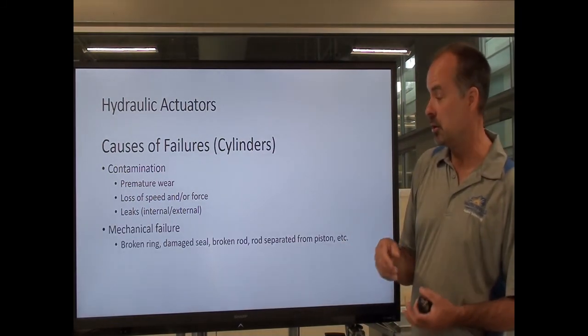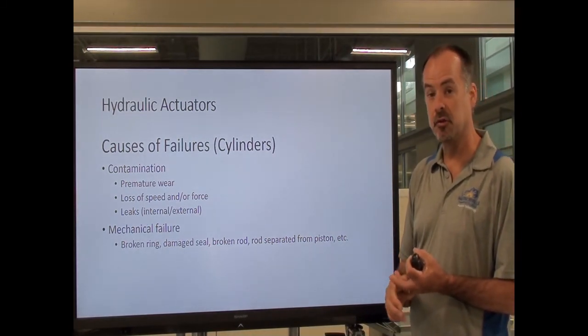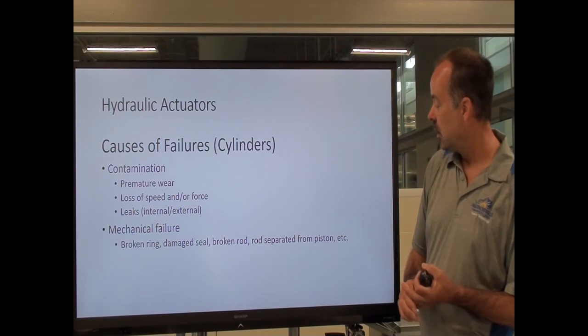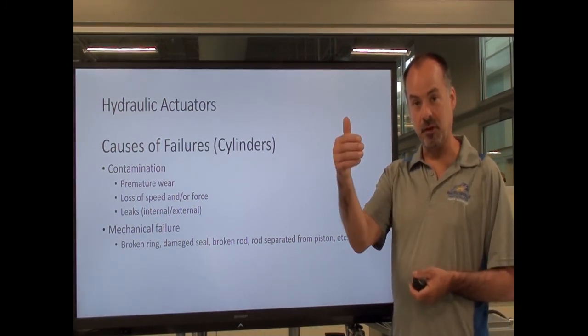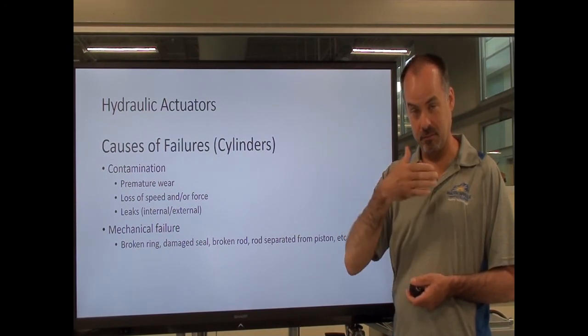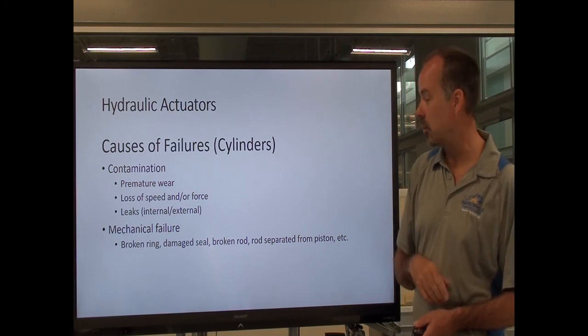Mechanical failures: you could have broken rings, damaged seals, or the rod can break or separate from the piston sometimes. What you would see with a rod separating from the piston is you would be able to extend, and when you tried to retract, the piston would come back, but the rod wouldn't come with it. It's because it's no longer connected.